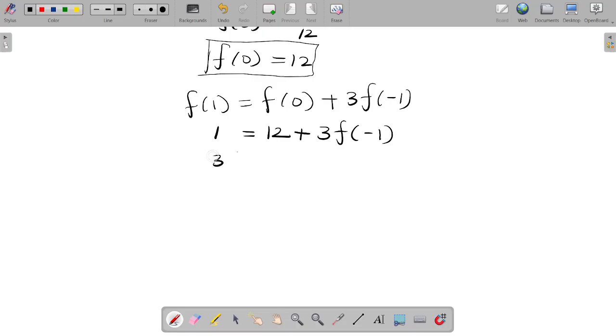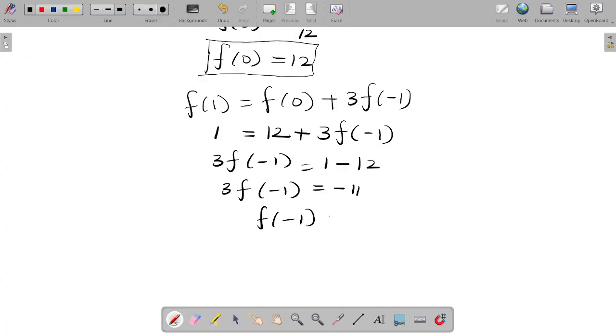Now 3 times f of minus 1 equal to 1 minus 12. So 3 times f of minus 1 equal to 1 minus 12, which is minus 11. F of minus 1 equal to minus 11 by 3. This is the final answer.